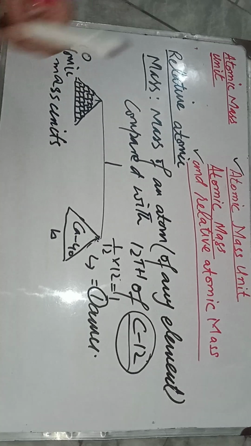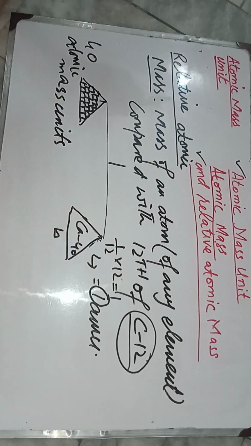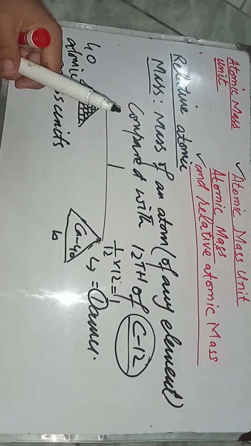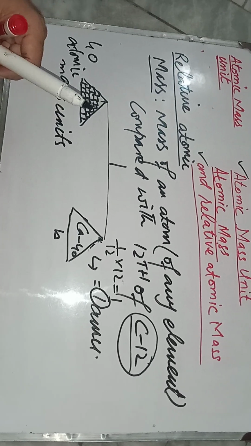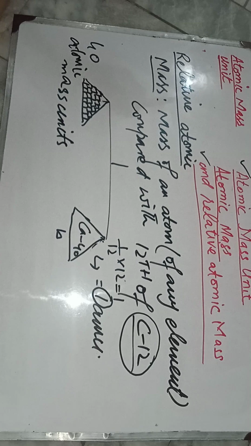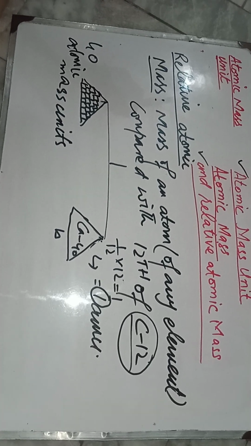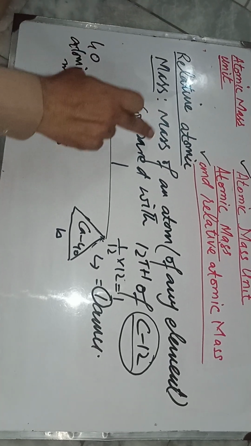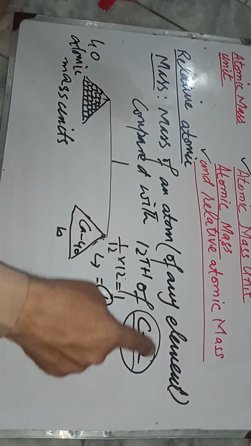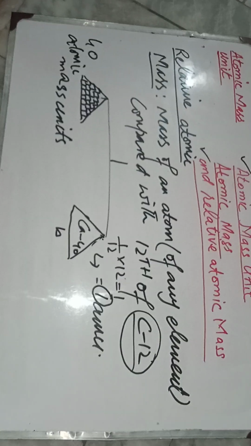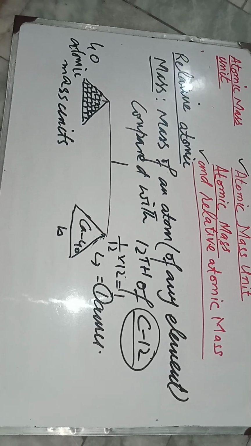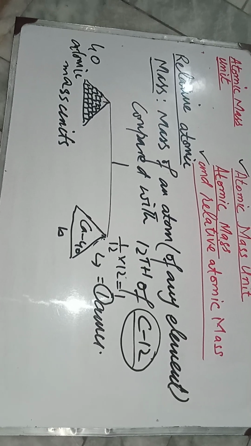Clear? Generally in your books, both in A level and matric system, the definition is the mass of an atom compared with carbon 12. But the actual definition is the mass of an atom of any element compared with the 12th of the carbon 12. And I told you the three reasons why we are taking carbon as a standard to compare the other things with it.